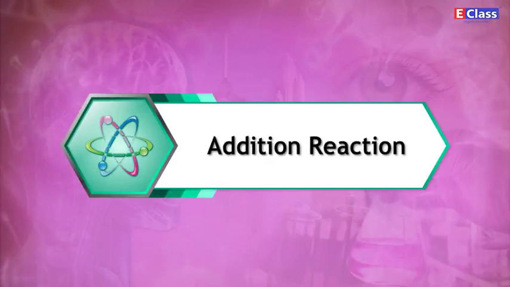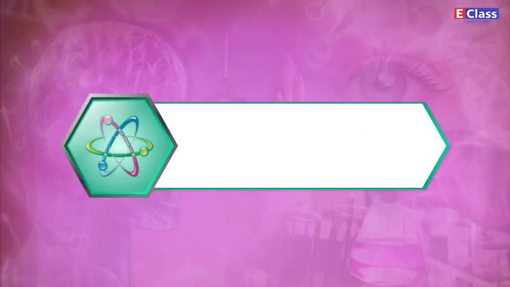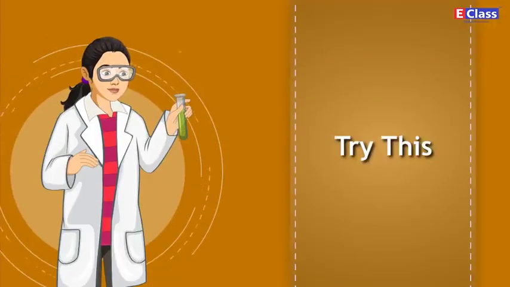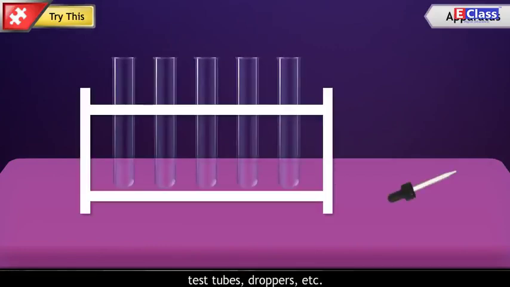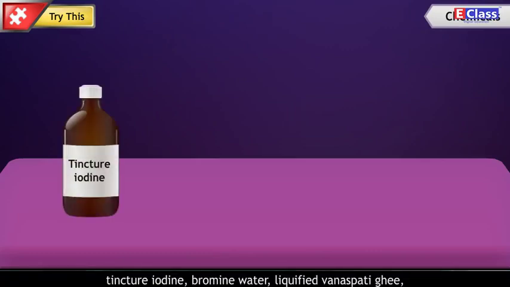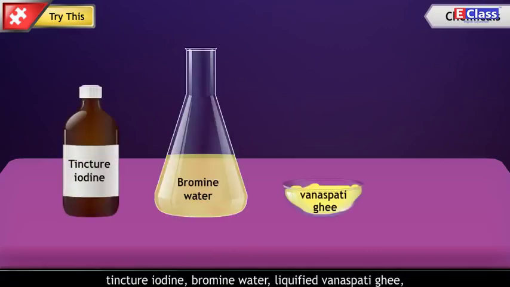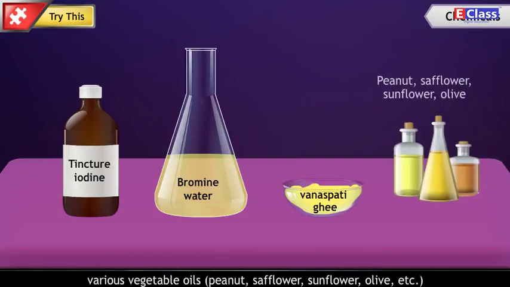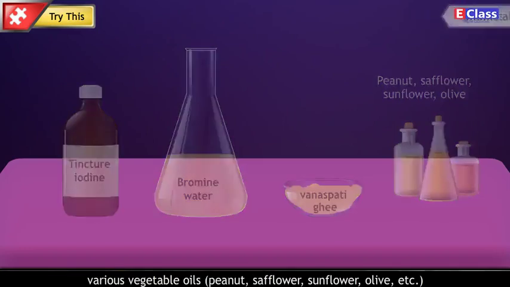Addition reaction. Try this. Apparatus: test tubes, droppers, etc. Chemicals: tincture iodine, bromine water, liquefied vanaspati ghee, various vegetable oils such as peanut, safflower, sunflower, olive, etc.